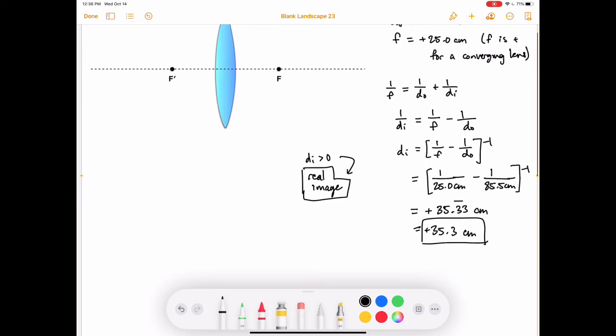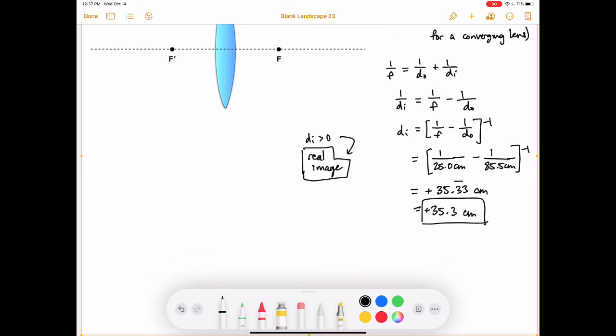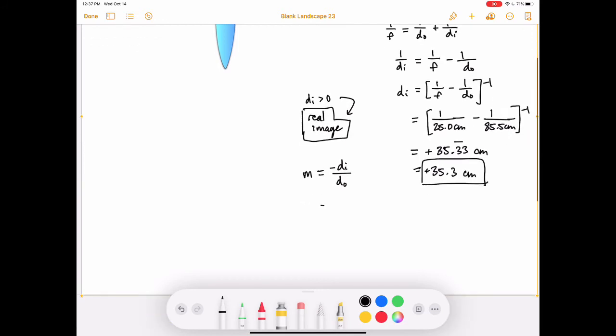Okay, now let's do the lateral magnification. M is equal to minus di over dO. So that's going to give us minus di, which we found is 35.33 centimeters, over dO, which is 85.5 centimeters. And so this comes out to minus 0.4132. Or to 3 sig figs, minus 0.413.